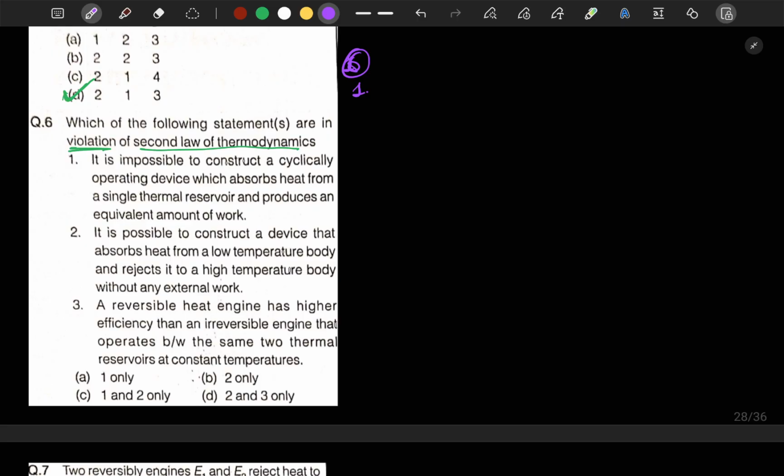Okay, so this is the second. It is saying that it is a cyclic device which is absorbing heat from a single reservoir and producing an equivalent amount of work. So Q is equal to W. So which law? You should remember. This device is also called a perpetual motion machine of the second kind. Is it a violation of the second law? No, it is not a violation of the second law.